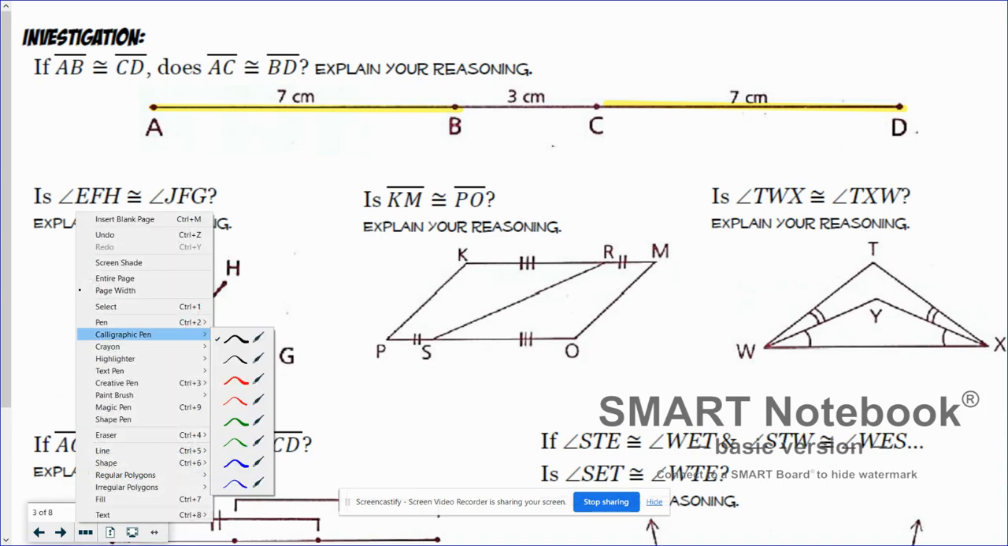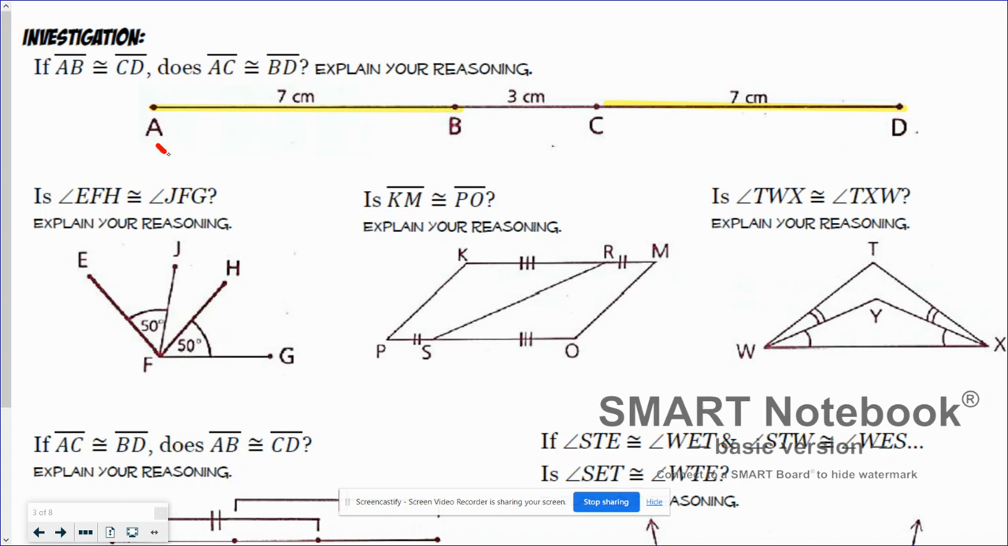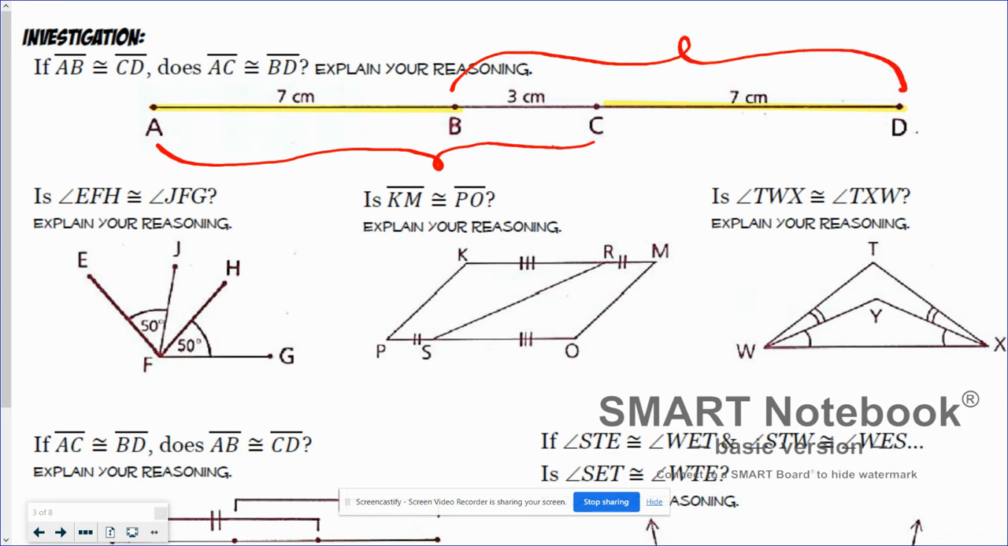So, what about segment AC? Is it congruent to BD? Well, if you're like, they're both 10 centimeters long, good. So that means they're congruent, right? And you added that 3 centimeter segment to the 7 centimeter segment to get 10. So you added the same segment to a pair of congruent segments, and you got congruent segments.